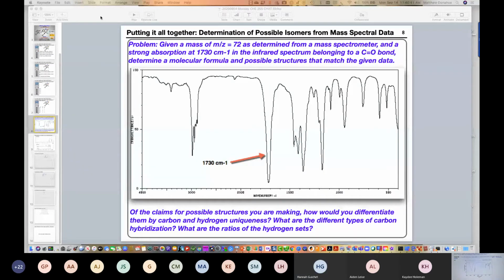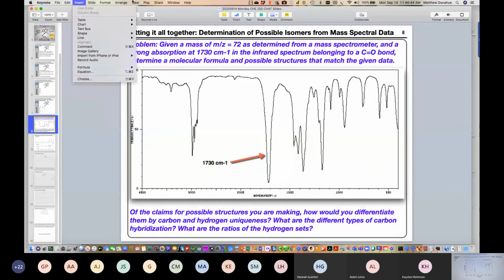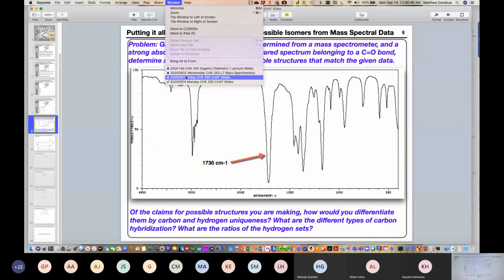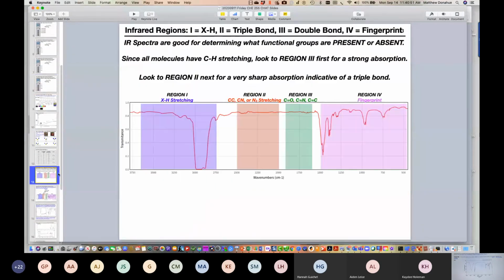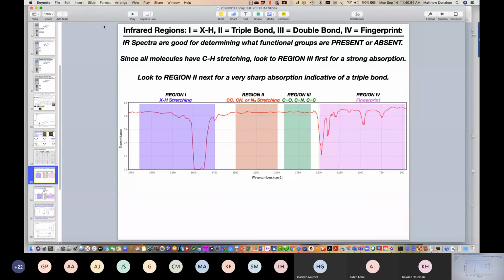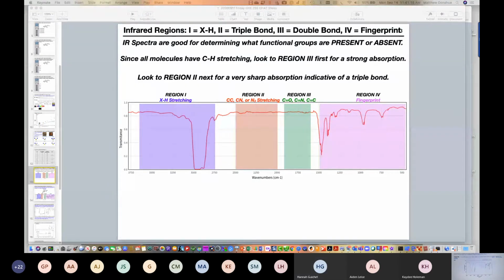Maybe what I can do is open, I'm going to bring this over. Okay, hopefully, can you all see this new slide that I put up from a couple chats ago, infrared regions. So I'll have to rely on some feedback from the participants here. We can see it.